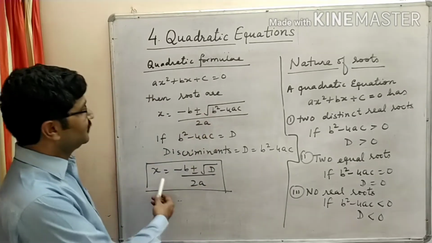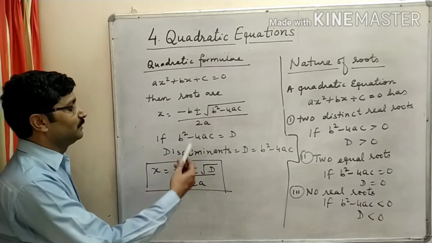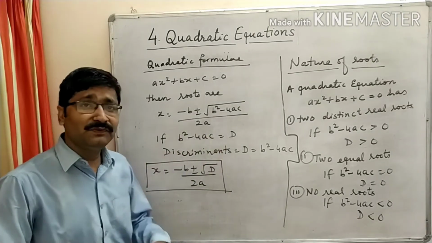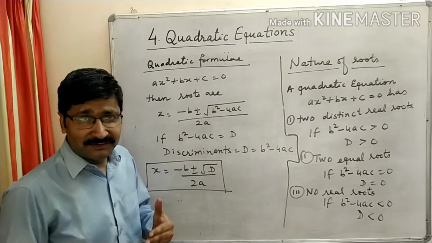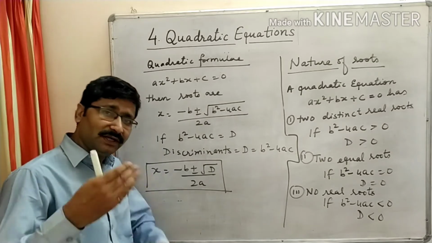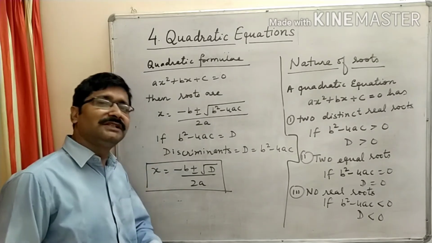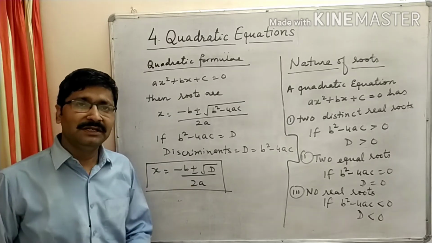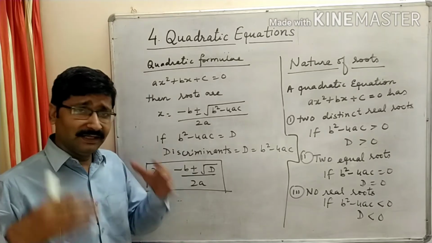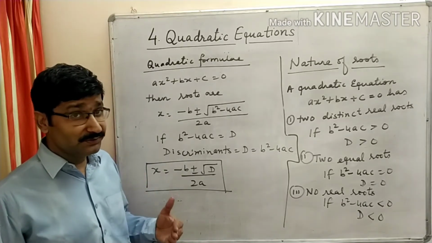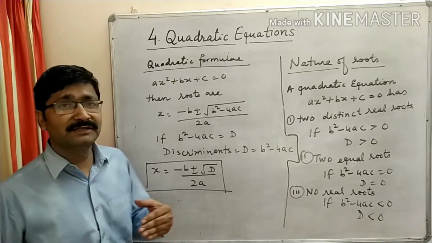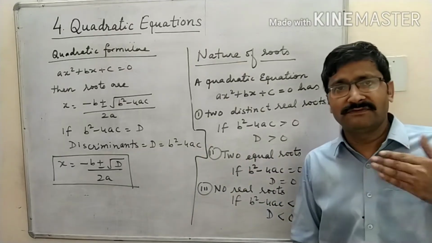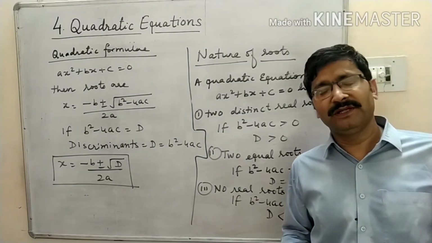Then you can use x equal to minus b plus minus root D upon 2a. You can use this formula directly. Look here, you need not find b square minus 4ac again. Once you have already found the discriminant, you can use this formula x equal to minus b plus minus root D upon 2a. And if the direct question is given to you, you can use x equal to minus b plus minus root b square minus 4ac upon 2a. The discriminant formula is very important. We have only a short formula, b square minus 4ac.